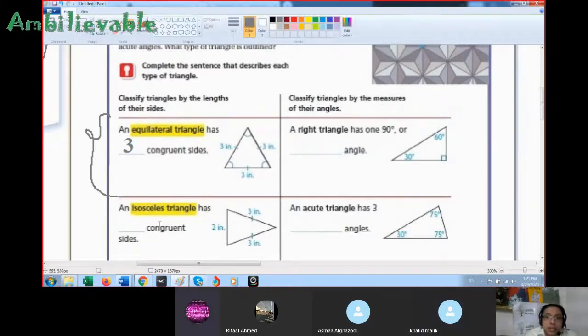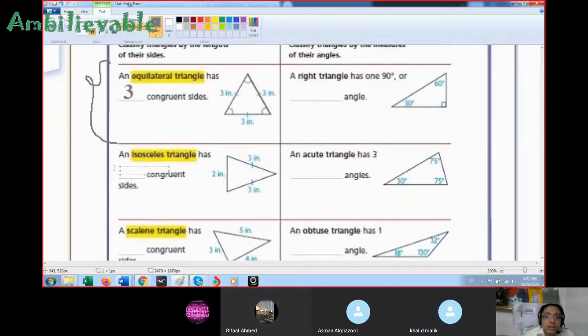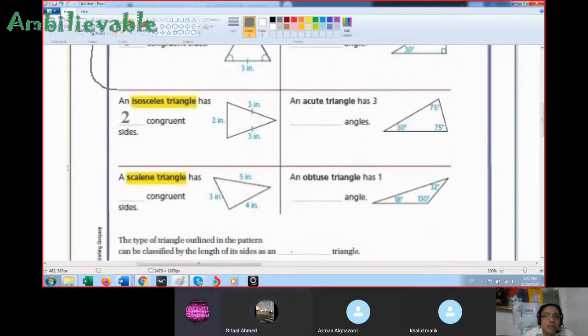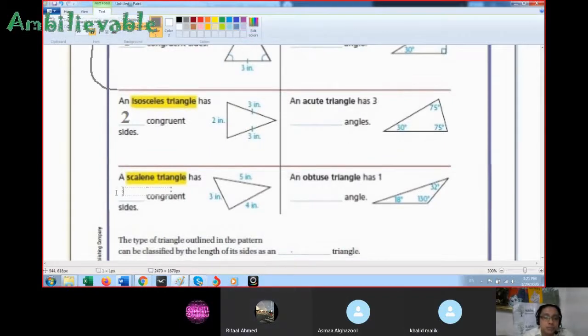Okay. This one. Omar, can you read this one? An isosceles triangle has two congruent sides. Okay, what about this one, Sarah? Scalene. A scalene triangle has zero congruent sides. Yes, no congruent side. It means that a scalene triangle has no equal sides. Okay? You have to remember that one.